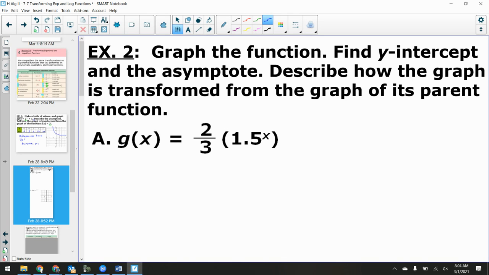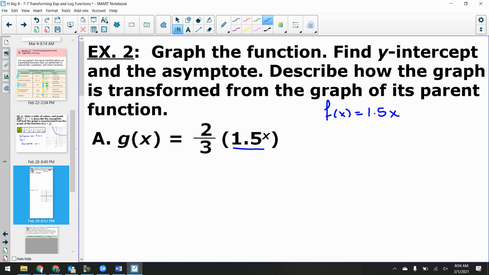Graph the function, find the y-intercept and the asymptote, and describe how the graph is transformed from the graph of the parent. Let me ask you this first off. What is the parent function? What was the original of this one? 1.5 to the x. How do I know that? Because nothing would have ever changed that. F of x would have been 1.5 to the x. You may be thinking to yourself, well, how did I go from 2 to 1.5? No. We don't always start from 2 to the x. That's just one of the most basic ones that we can have. So we got 1.5 to the x.